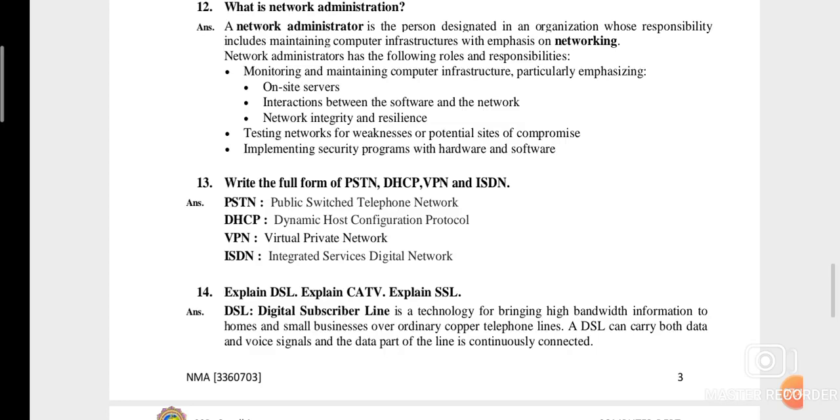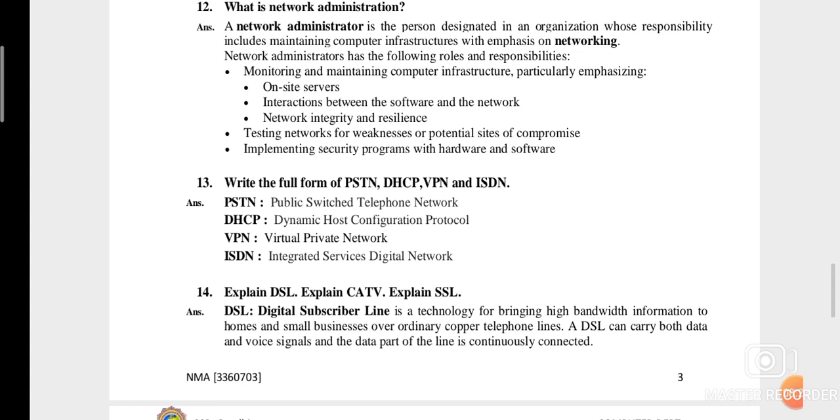Then next, explain DSL, explain CATV, and explain SSL. In this lecture we are going to discuss only 2 marks questions, but all these topics are covered in our previous video lecture series with figures and detailed description. In this lecture we discuss only the 2 marks answers for the university exam. So if explain DSL, CATV, SSL is asked in the GTU exam for 2 marks, then you have to write this type of answer.